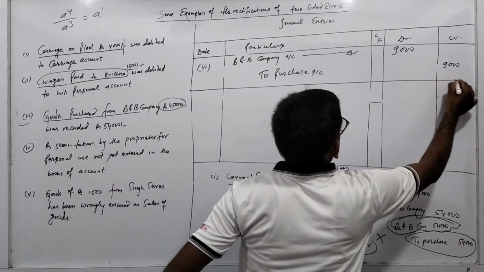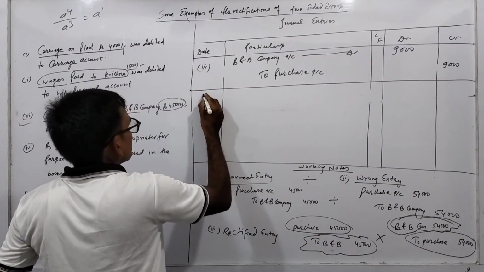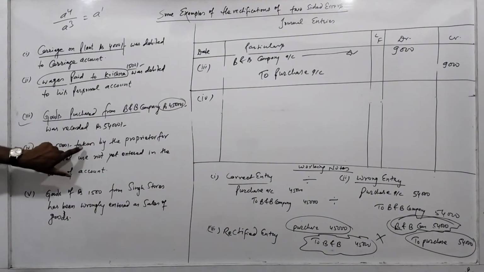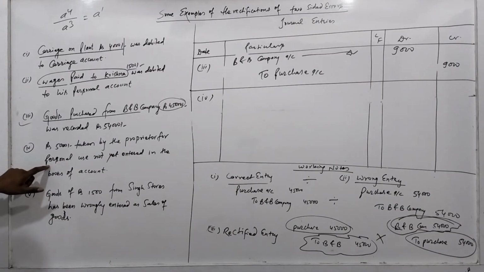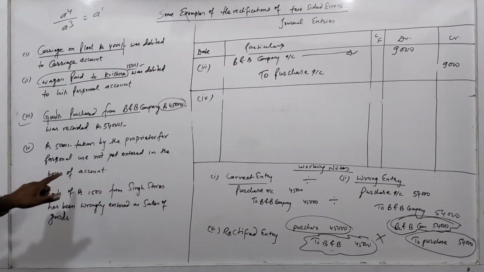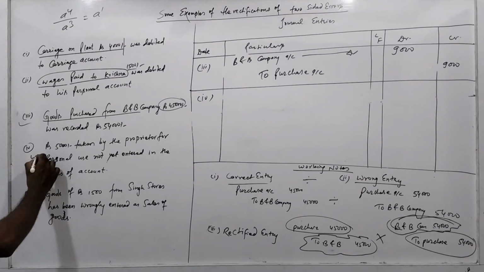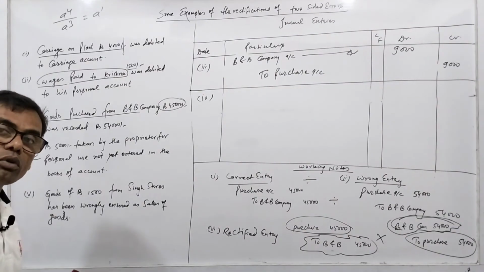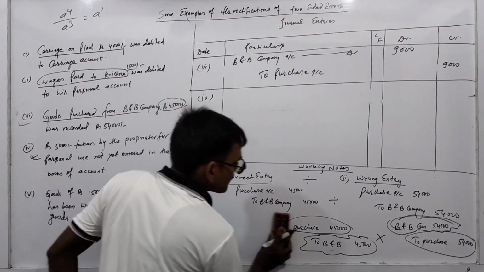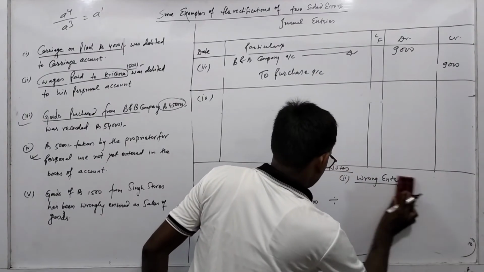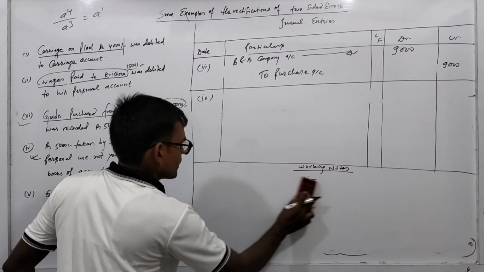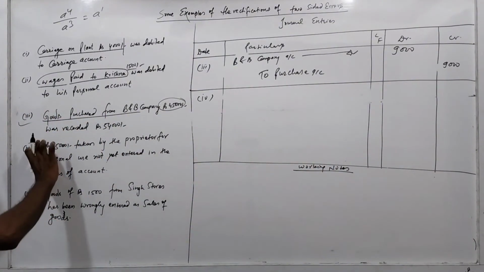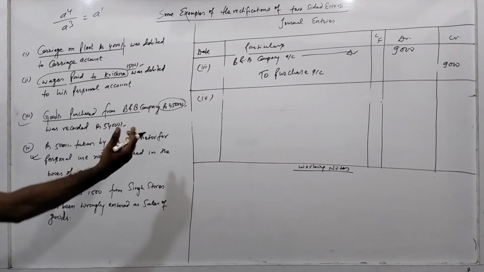Question number 4, you see what is there in question number 4? 5,000 taken by the proprietor for personal use, not yet entered in the books of account. This journal entry has not yet been entered. So what will you do? There is no correct, there is no wrong entry. In this question he has not passed the journal entry, so you just pass the journal entry.